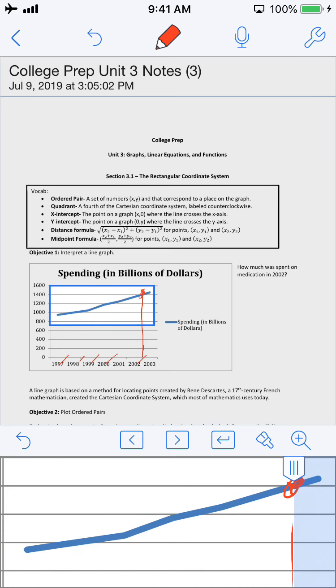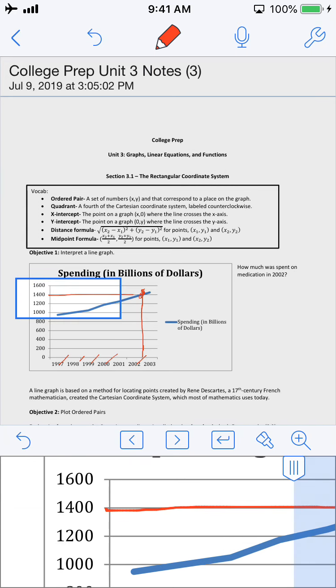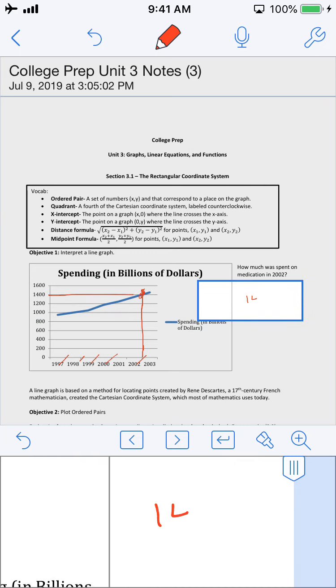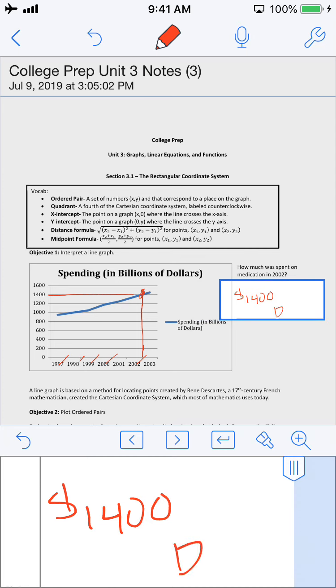Now what this line tells us is that in 2002, it's connected to 1400. So 2002, 1400. That would not be our answer though, right? Because 1400 doesn't make any sense. 1400 is a free-floating number. We want to make sure we put some units on that. So that would be $1,400. Is it though? I think it would actually be $1,400 billion because this graph is labeled that way.